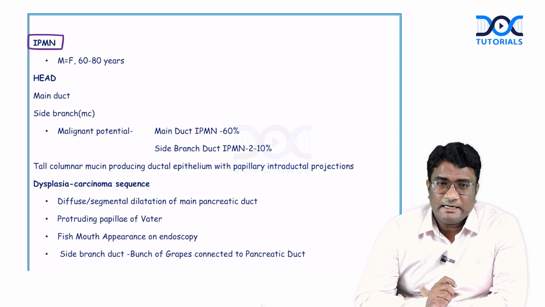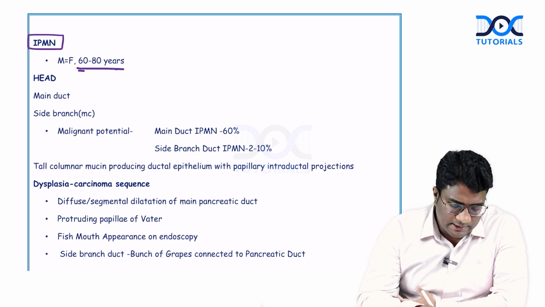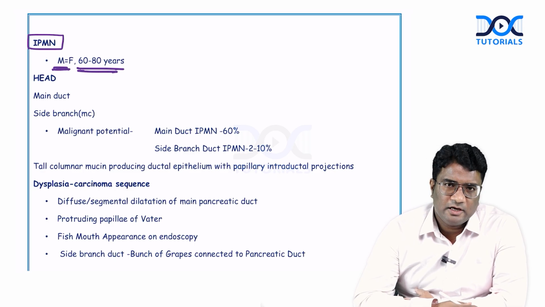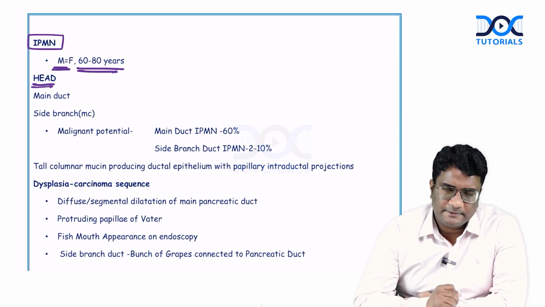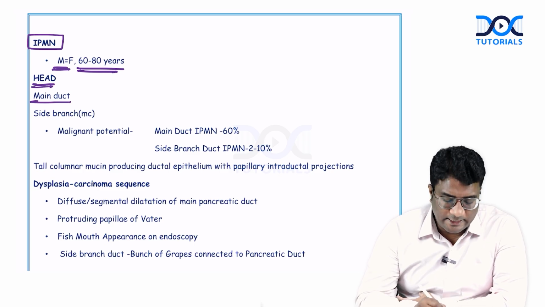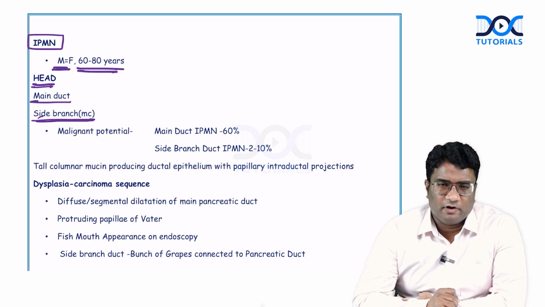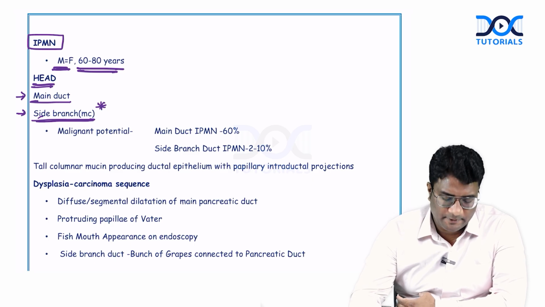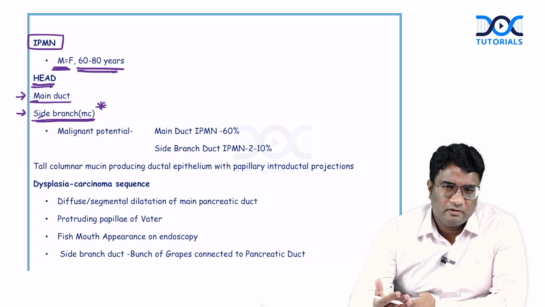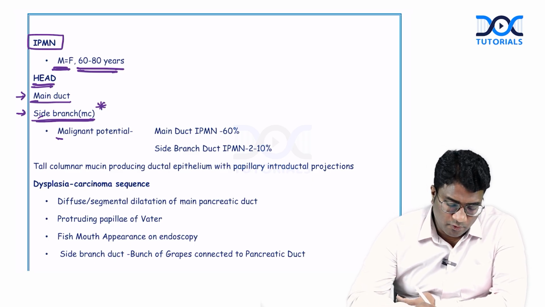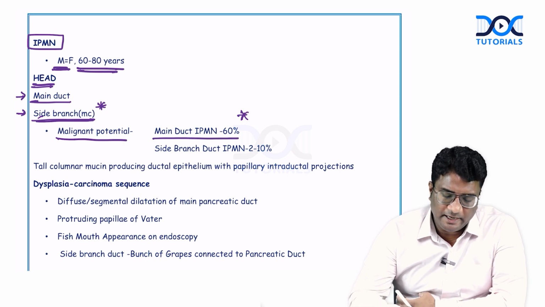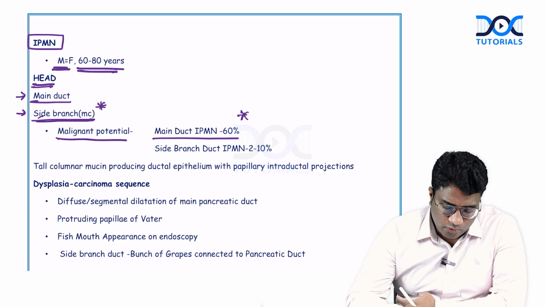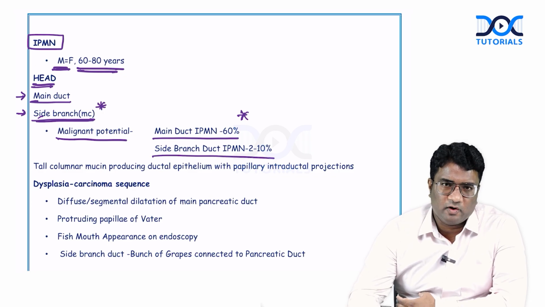And this is seen in elderly patients and has equal incidence in males and females. Commonly, it involves the head of the pancreas, the main duct type. The side branch involvement is the more common type of involvement. So, it can be either main duct involvement or side branch involvement. If you look at the malignant potential of the IPMN, it is much higher. Almost 60% is the risk in main duct IPMN and around 2 to 10% in the side branch involvement.